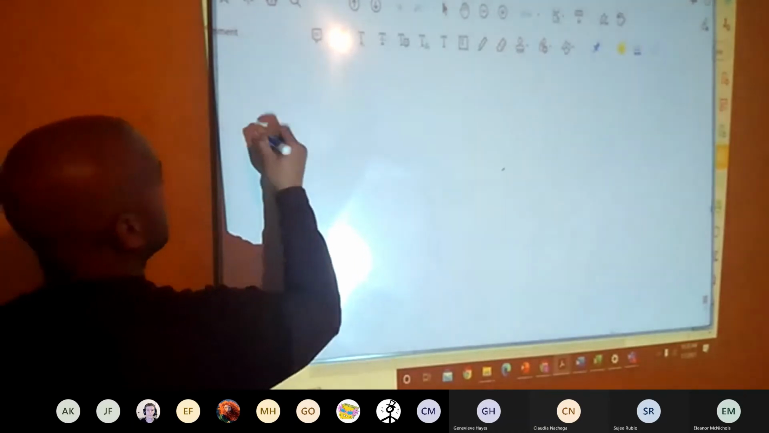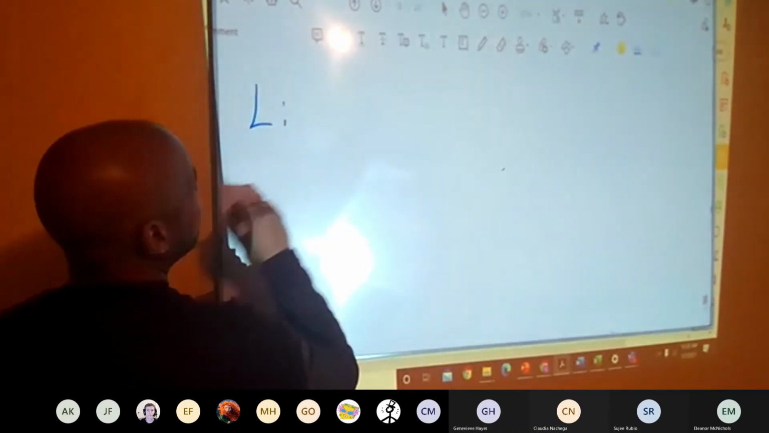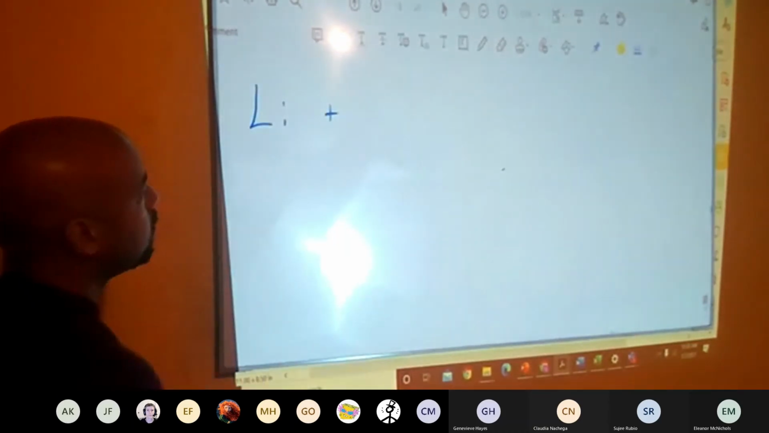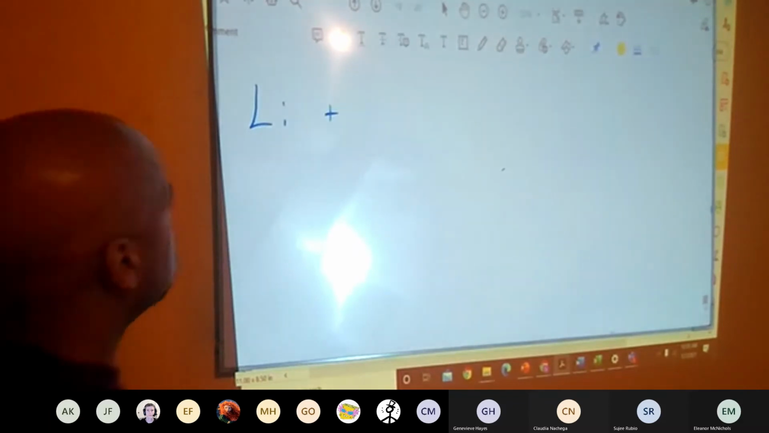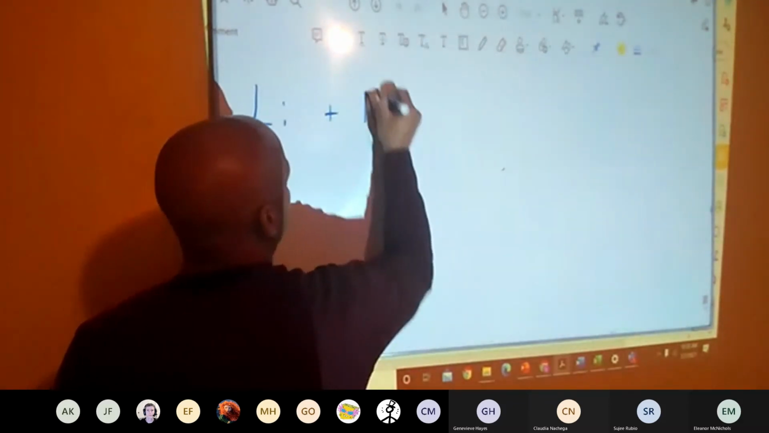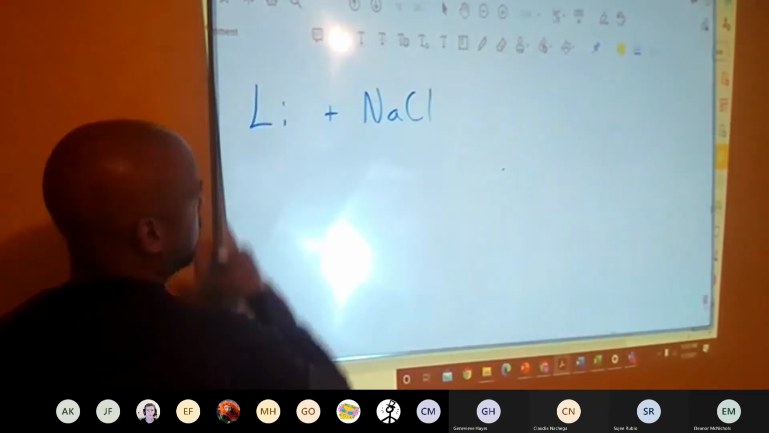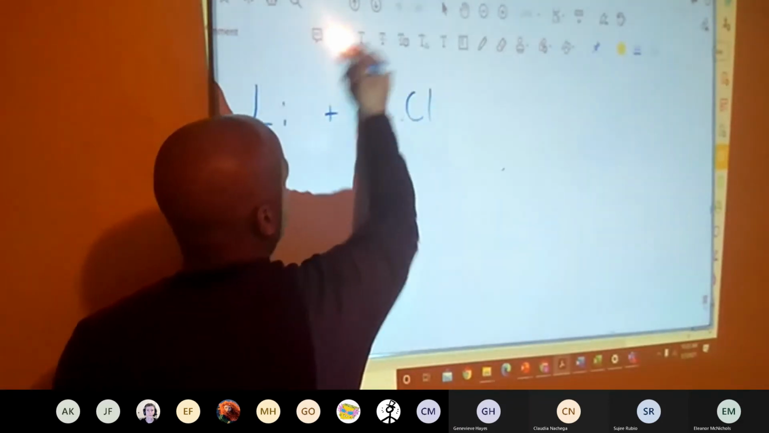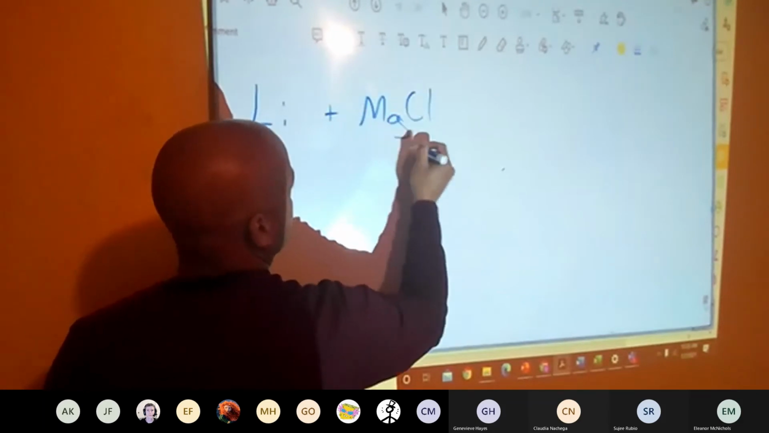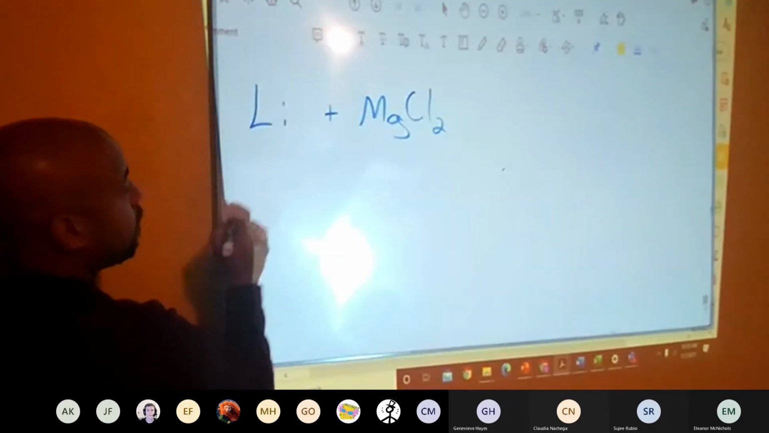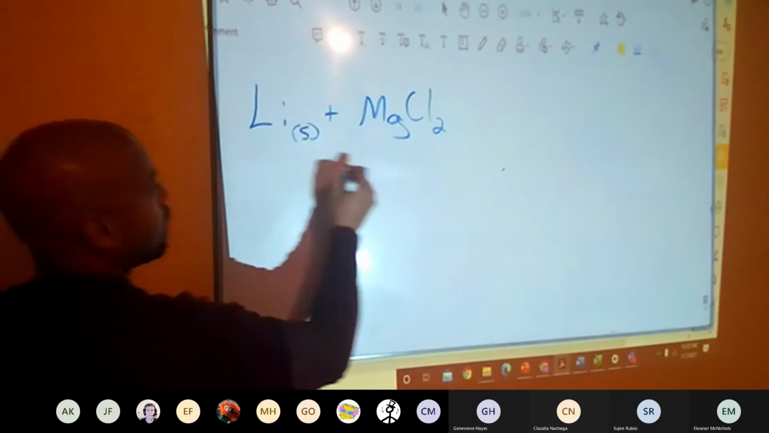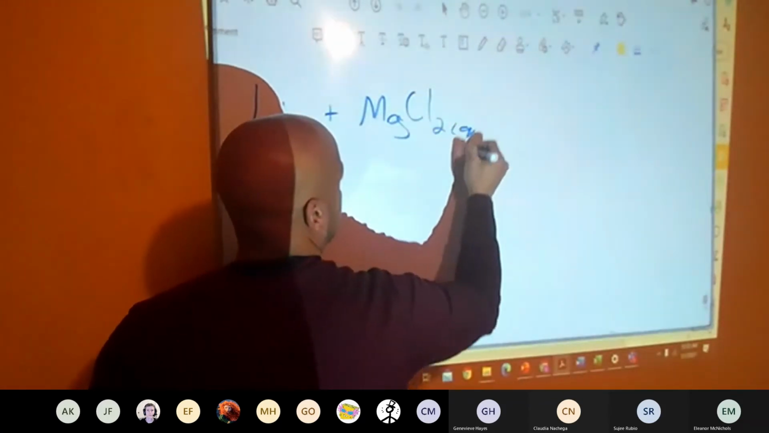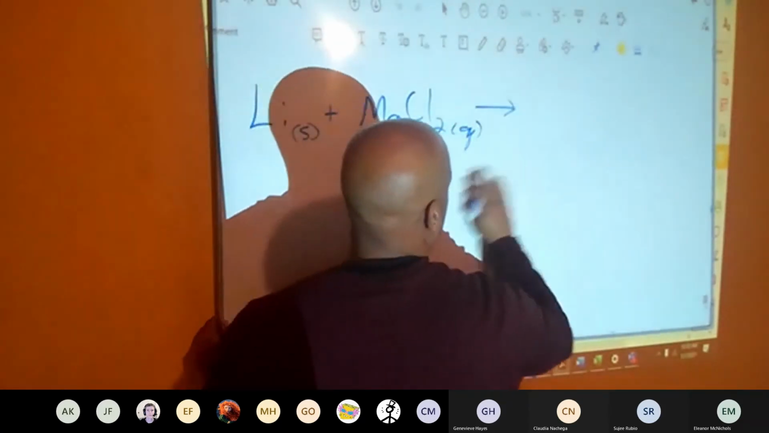I'm going to make this one an easy problem. I'm going to go with something such as lithium displacing, let's go with something such as, what can we go here? Make it easy. Sodium chloride. And you know what? I'm going to get a little bit more challenging here. I'm going to get magnesium chloride. Still not bad. MgCl2. Now keep in mind, this is a solid. This is aqueous, AQ. Over here.